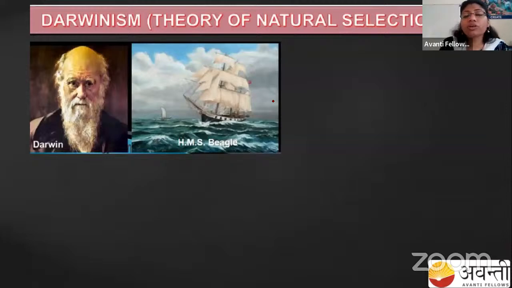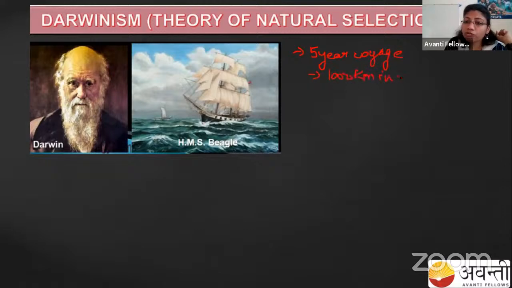Now, the next theory of our biological evolution is the Darwinism theory. That was given by Darwin, and this theory depends on his voyage. As I have told you, he went on a 5-year voyage on a ship, HMS Beagle. The name of the ship was Her Majesty's Ship, right? He took that 5-year voyage of around 1000 kilometers in a west direction, from 1831 to 1836.